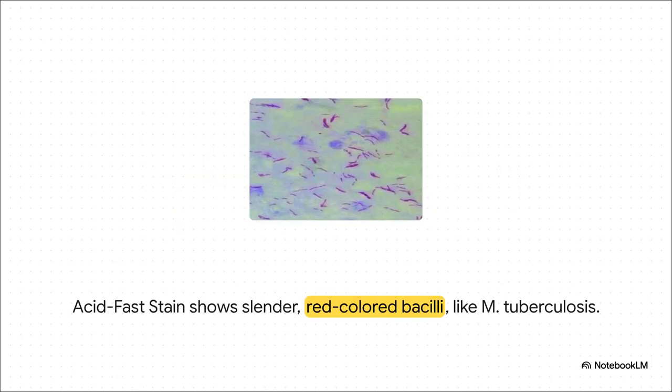Now, the gram stain is great, but it doesn't work for everything. For some organisms, like mycobacteria, we need a different tool. These bacteria have a unique, waxy cell wall full of something called mycolic acid. The gram stain just can't penetrate it, so we use the acid-fast stain. After we stain them, these bacteria resist being decolorized by acid, and they show up as these classic slender red bacilli against a blue background. This is a hallmark finding for diagnosing tuberculosis.